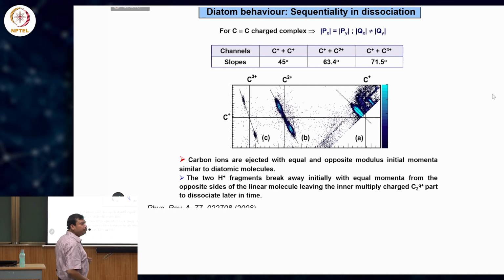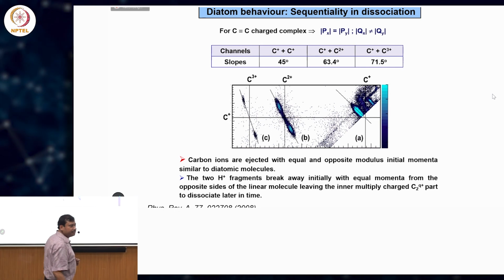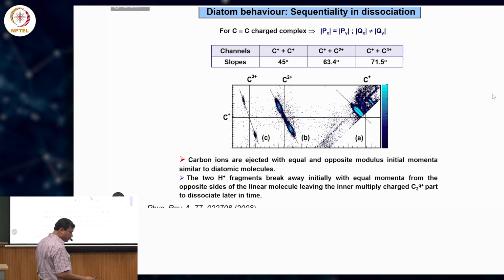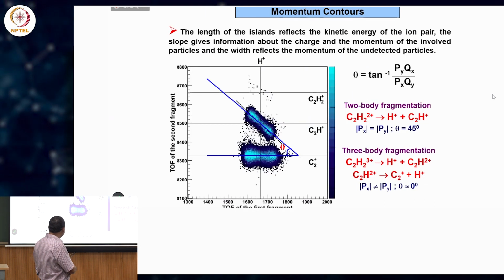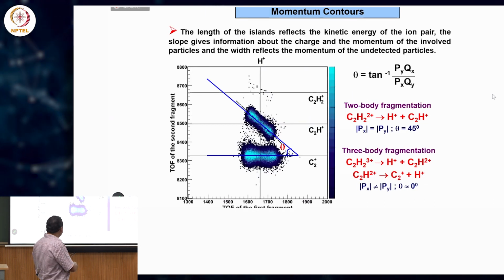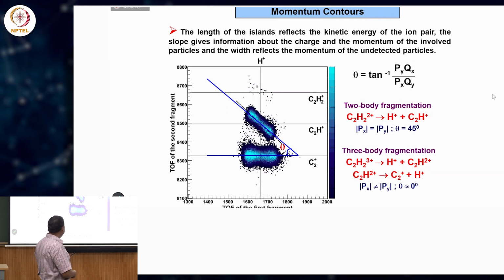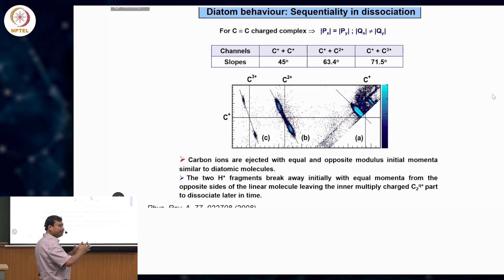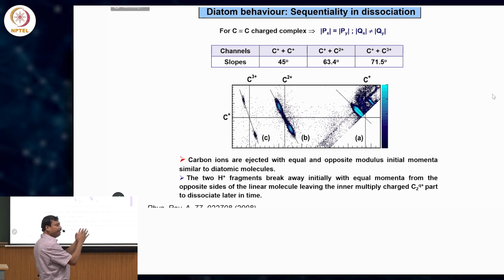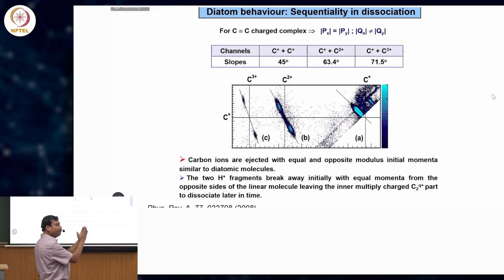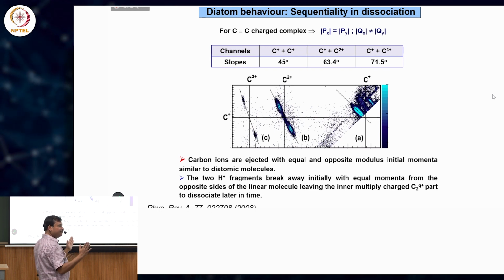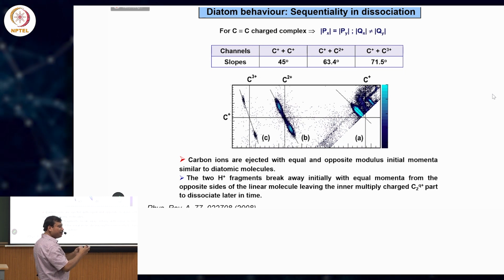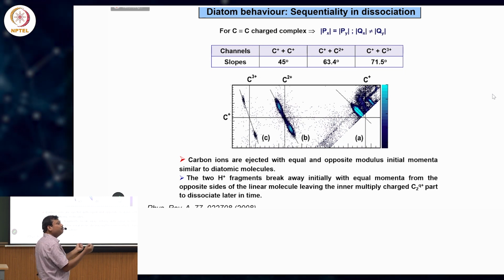But this is not a diatomic molecule, right? This is actually a 4-body. So the first picture that I showed here is that hydrogen is breaking apart in one shot and C2 plus does not move. But that is not always true. If you don't have C2 plus but C2 double plus, hydrogen breaks apart fast, and then the CC bond takes its own time to break. And this breaking is delayed in time. That's why this breakaway is like a diatomic molecule.